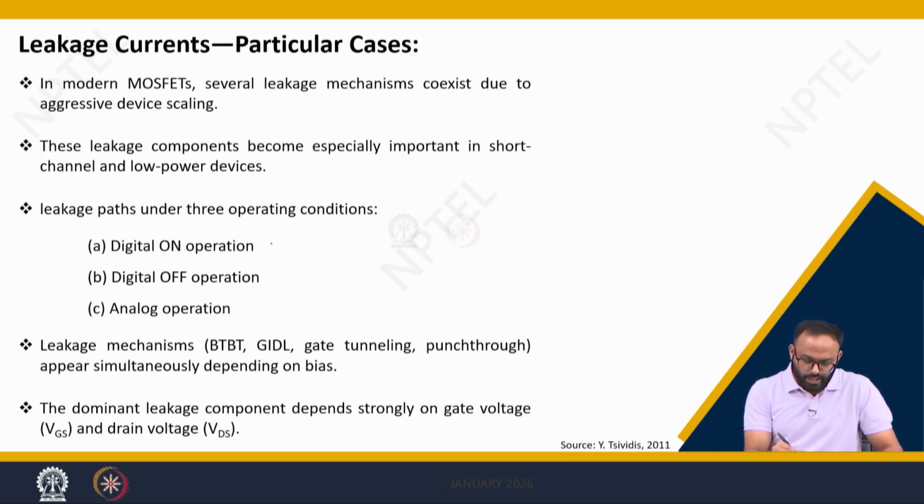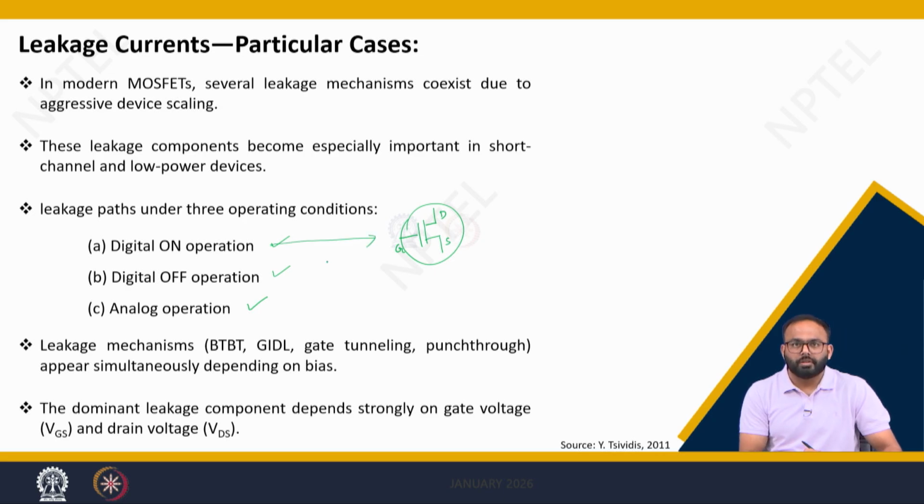we will discuss three conditions. One is digital on condition, one is digital off condition, and one is analog operation. Meaning you have a MOSFET, let us say this is drain, source and gate, and you are operating this MOSFET in digital on condition. Digital on condition means you are using this MOSFET in a digital circuit and turning it on. Similarly, digital off condition means you are using this MOSFET in a digital circuit and turning it off, and in analog you are using this device in analog operation.